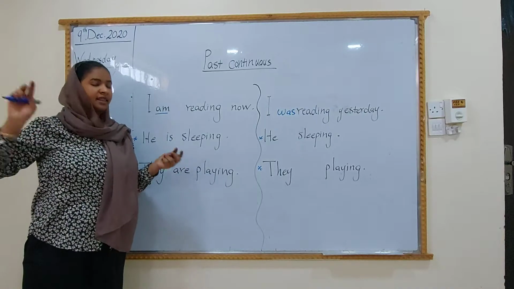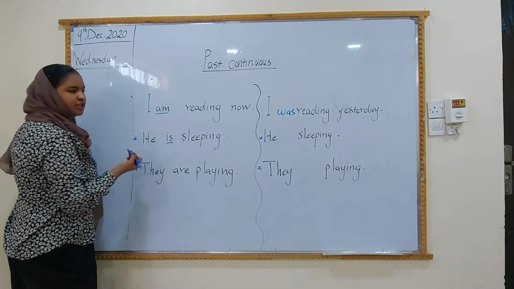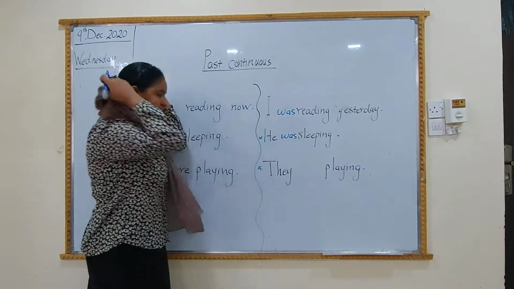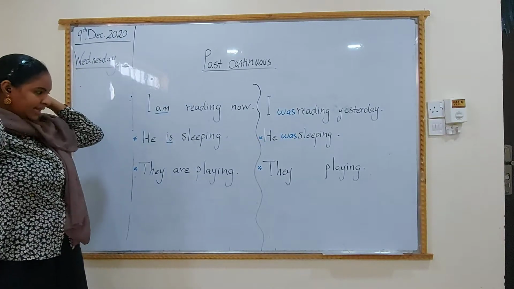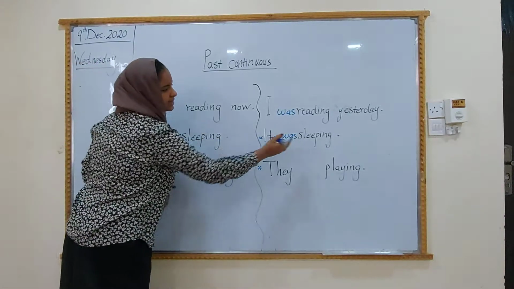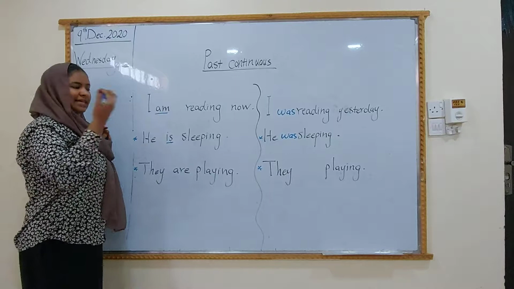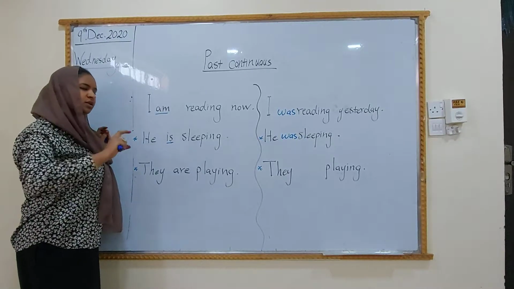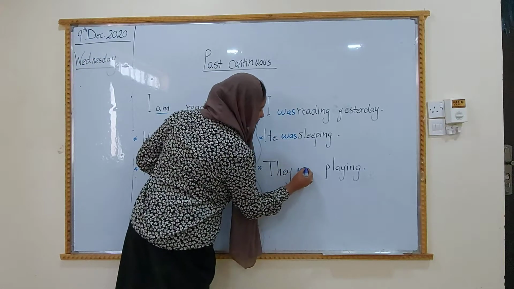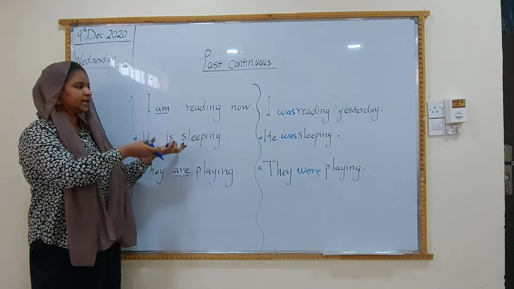He is sleeping. But in the past, the whole night, 8 hours, he was sleeping. So I changed "is" into the past of "is", which is "was". He was sleeping. Okay. They are playing now. But yesterday, the whole afternoon, they were playing. The past of "are" is "were". Okay?